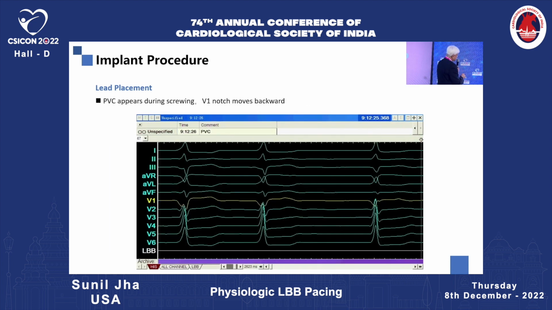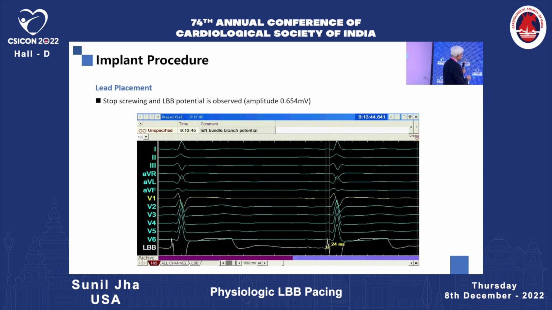Okay, so as you are screwing, you see this notch gets distal, and at one point it changes to this pattern, okay, RS pattern, or you will have a QR pattern. If you see the left bundle potential, stop there. Okay, so that will not happen if it is a complete left bundle branch block pattern.